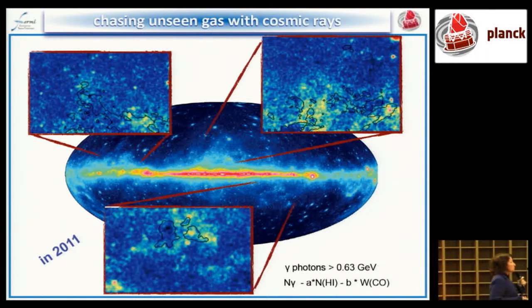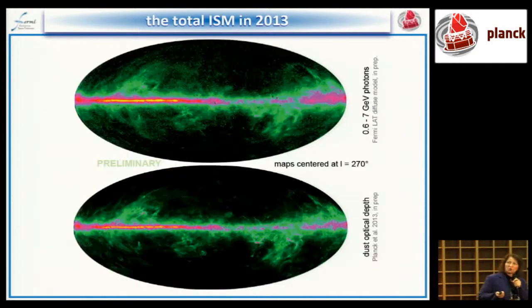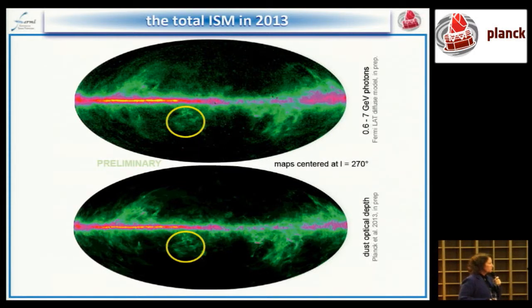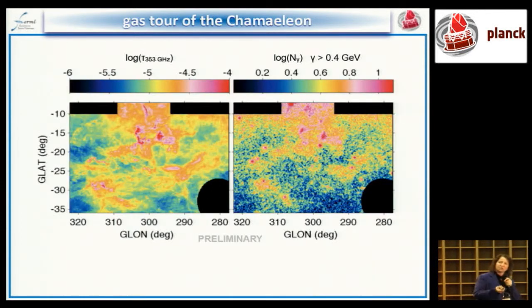And what we can start to do now with much more accurate data is go back to those maps which we're just starting to analyze, and as a teaser for all the studies that are going to come, I'll concentrate on this cloud, which is called the Chameleon. As you can see, there's a good correlation between the two, and I'll peel them off a little bit. So here is the zoom.